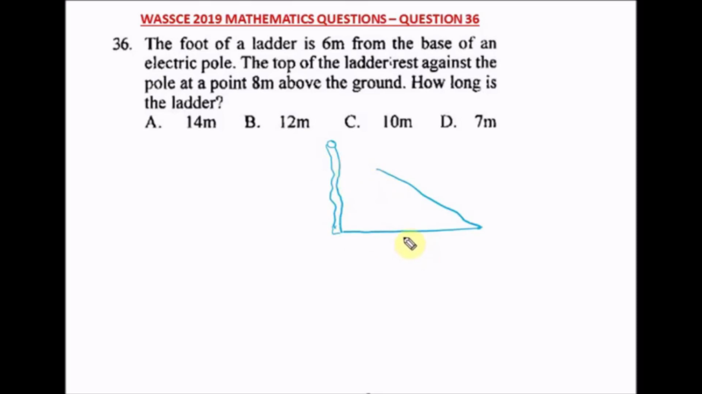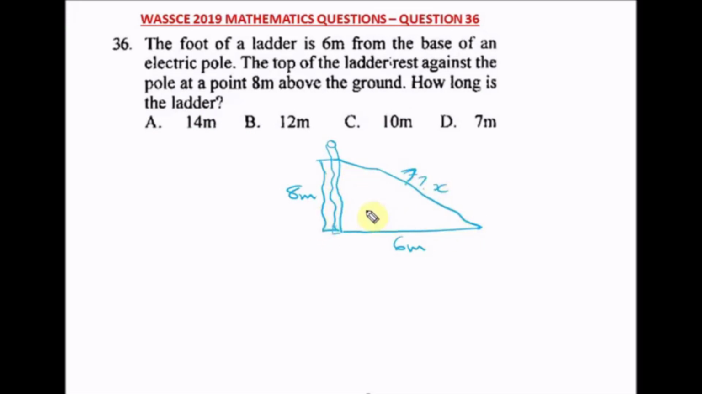Okay, so it's 6 meters from the base of an electric pole. The top of the ladder rests against the pole at a point 8 meters above the ground. That's from here to here. How long is the ladder? So we're looking for this length, X.